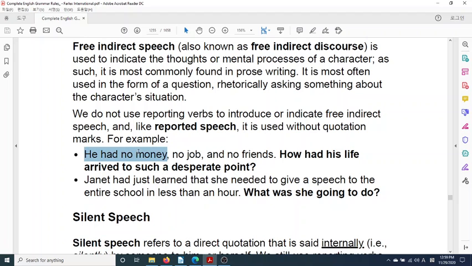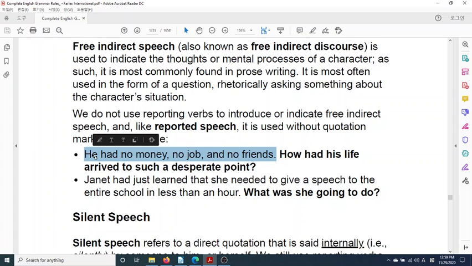He had no money, no job, no friends. How had his life arrived at such a desperate point? Is this a real question? Is the book asking you a question and you have to answer it? No, it's a fake question. It's rhetorical. But it's telling you what a character is thinking, right?